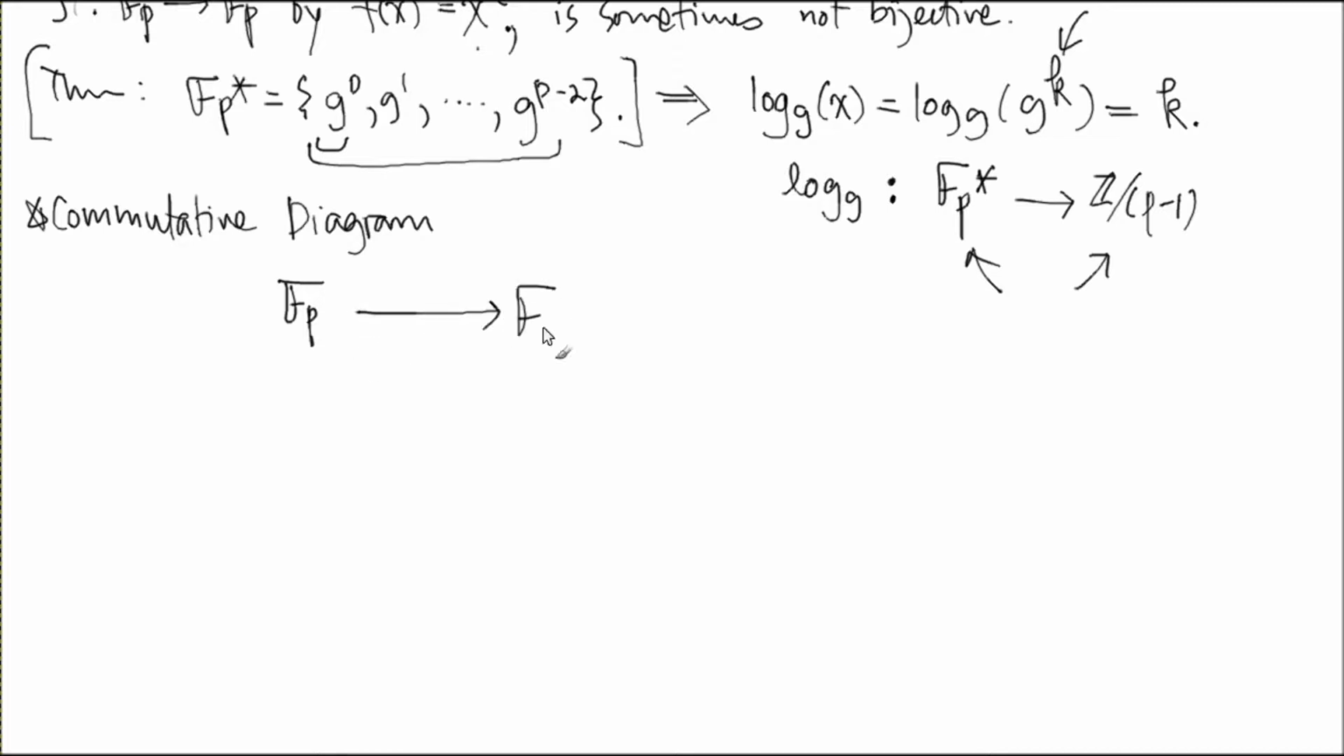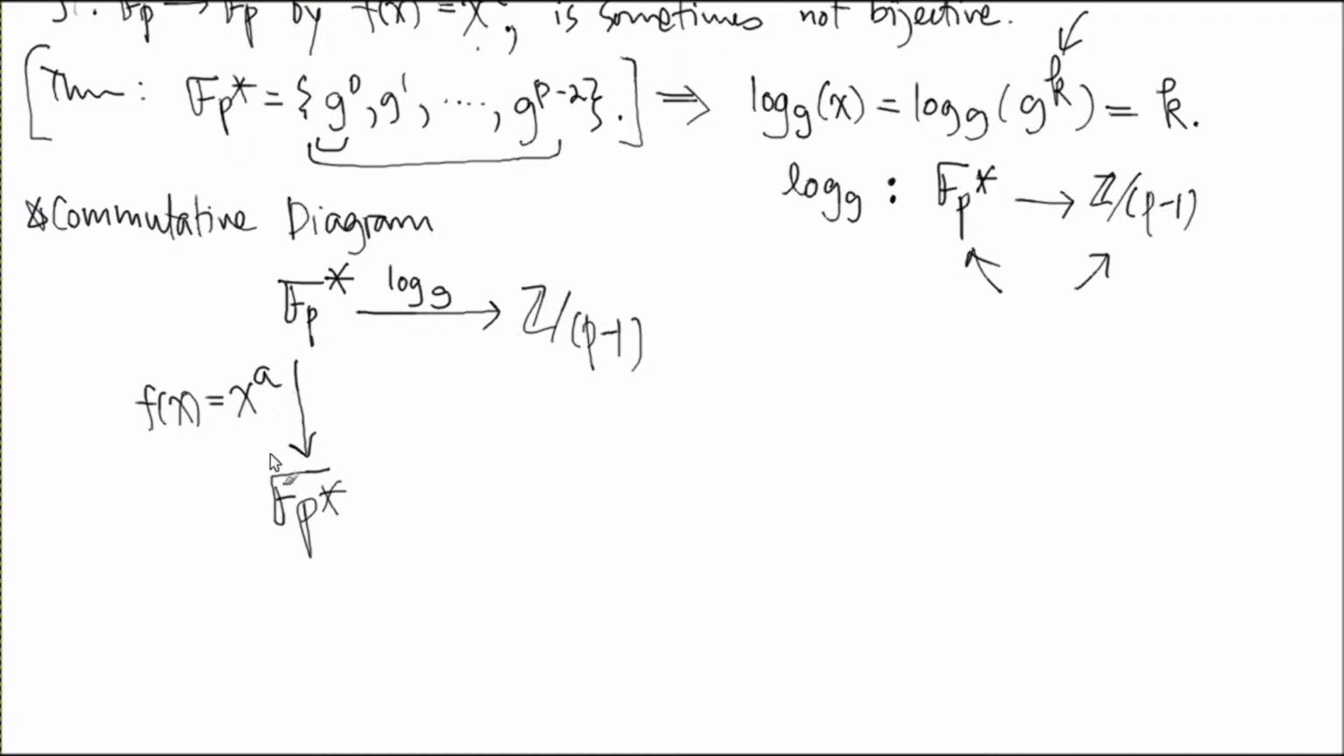So that's F_p. About this, I'm going to change it to this connection, the log map, log g. Under log g, we go to Z mod p minus 1. Okay? So that map we just talked about goes from F_p star to Z modulo p minus 1. Is that good? That's that map. And we have F_p to F_p star given by f of x equals x raised to the power, here I'm using this a, so x to the a.